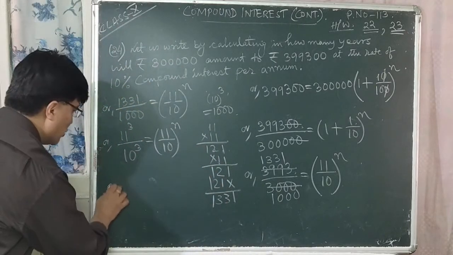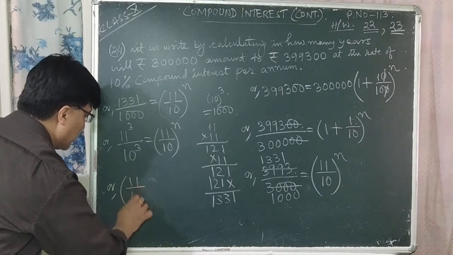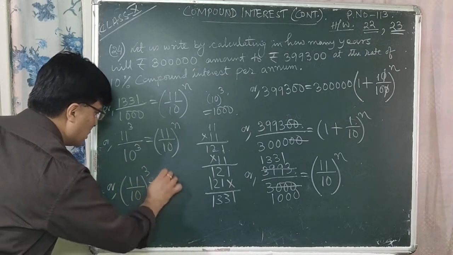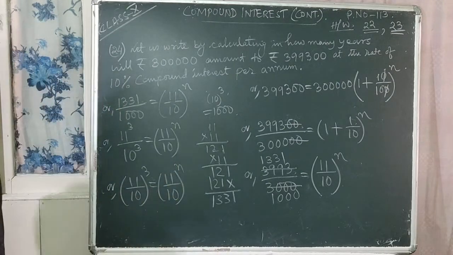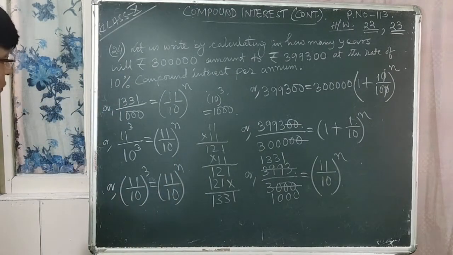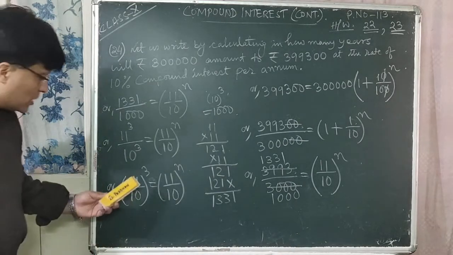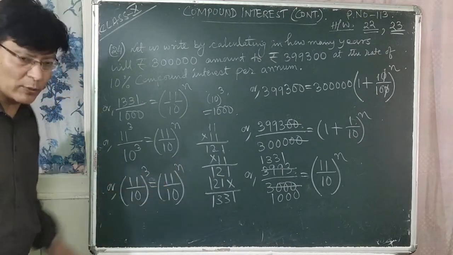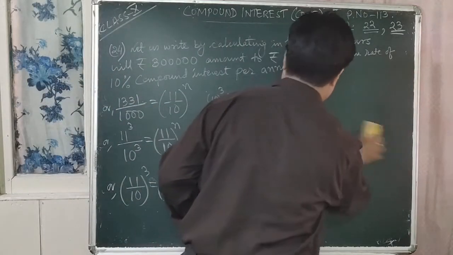Right? So it can be written within whole cube. That is (11/10) whole cube is equal to (11/10) whole to the power n. Is that clear to all of you? Now I told you that from the laws of indices, if bases are equal, powers must be equal. This 11/10, so now, what is the base?